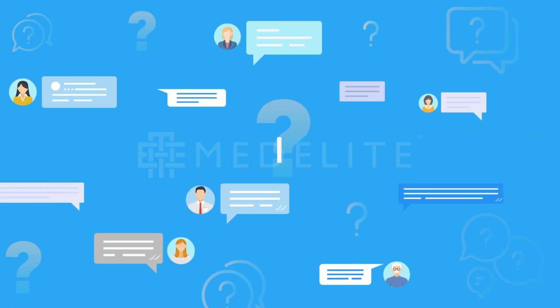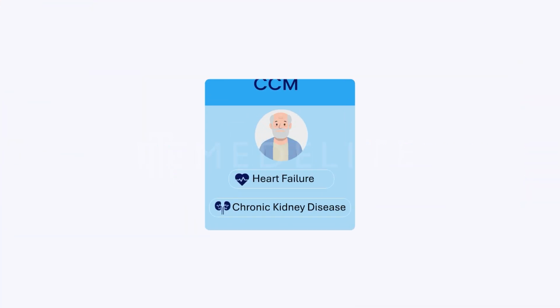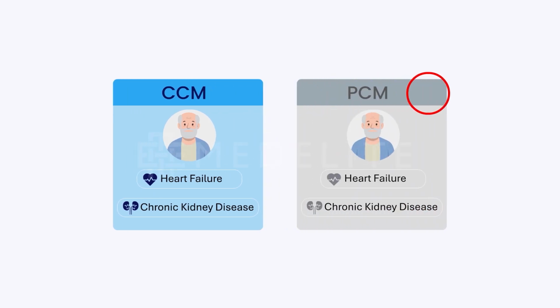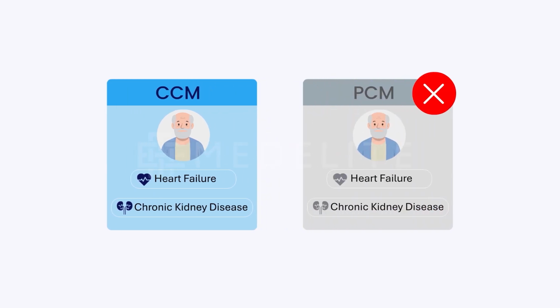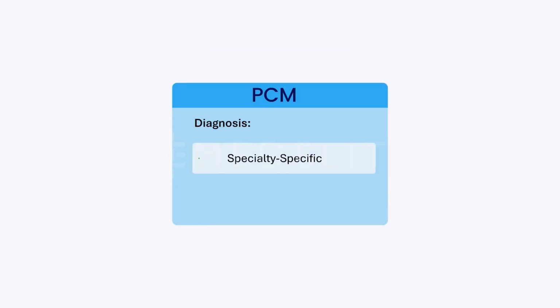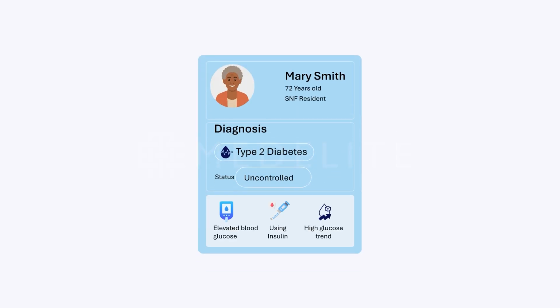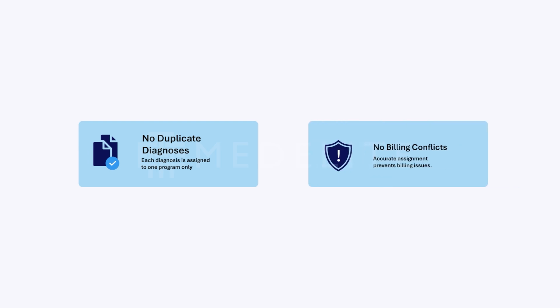One of the most common questions we receive is how to handle qualifying diagnoses and program mapping. Here's the logic. If a patient has exactly 2 diagnoses, CCM takes priority. We do not duplicate the same diagnoses across CCM and PCM. If a patient has only 1 diagnosis, it should generally go to APCM if the facility is participating in the program. PCM should only be used when the diagnosis is specialty-specific and unstable. For example, uncontrolled heart failure under cardiology or uncontrolled diabetes under endocrinology. The system is designed to avoid duplication and prevent billing conflicts.